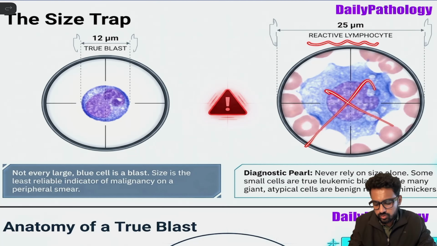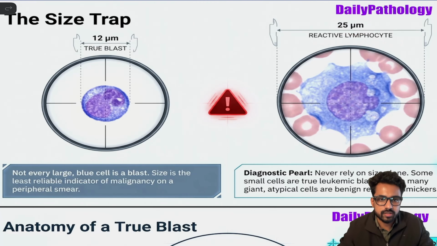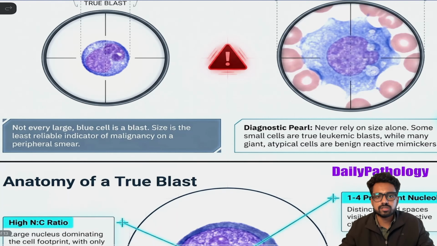It is a reactive lymphocyte of 25 micrometer. So the diagnostic pearl here is never rely on size alone. Some small cells are true leukemic blasts, while many giant atypical cells are benign reactive mimickers.